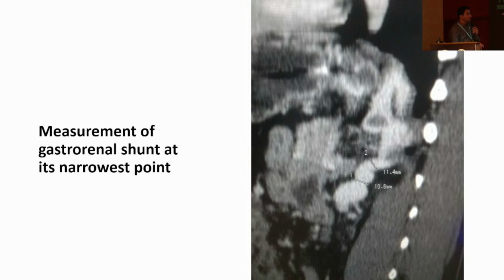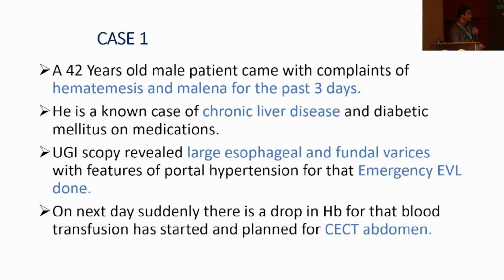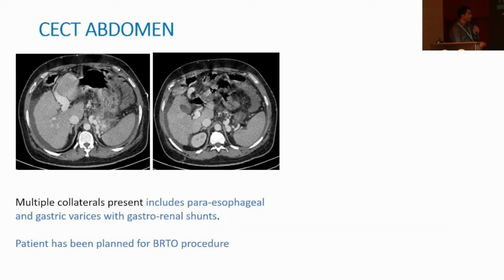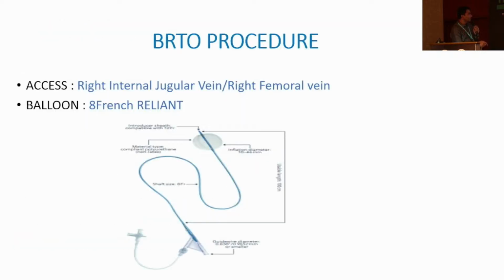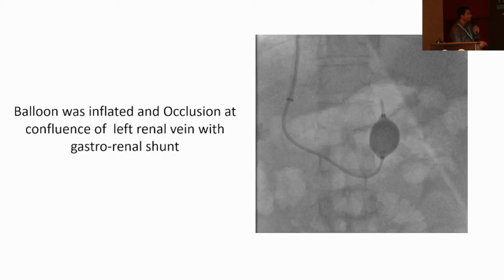We did a CT and we are mapping this shunt. We have to measure the narrowest point of the shunt to decide upon the diameter of the balloon or the vascular plug. So, a 42-year-old male, with hematemesis, melena, known chronic liver disease; upper GI scopy showed large esophageal and fundal varices, and initially emergency EVL of the esophageal varices was done. The patient continued to have a hemoglobin drop. So the patient underwent a CECT, which clearly showed gastric varices, nodular type, with the shunt. And this patient was planned for the BRTO procedure.